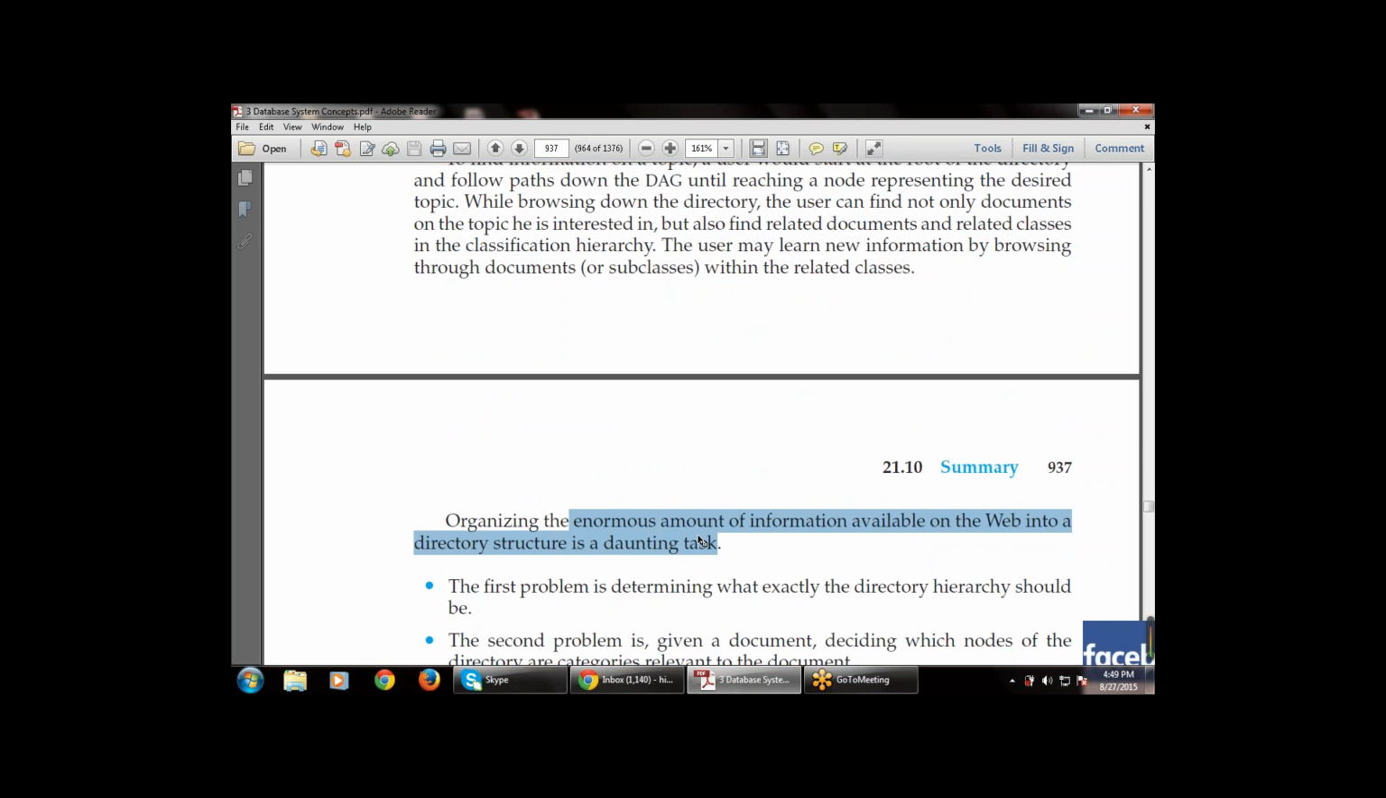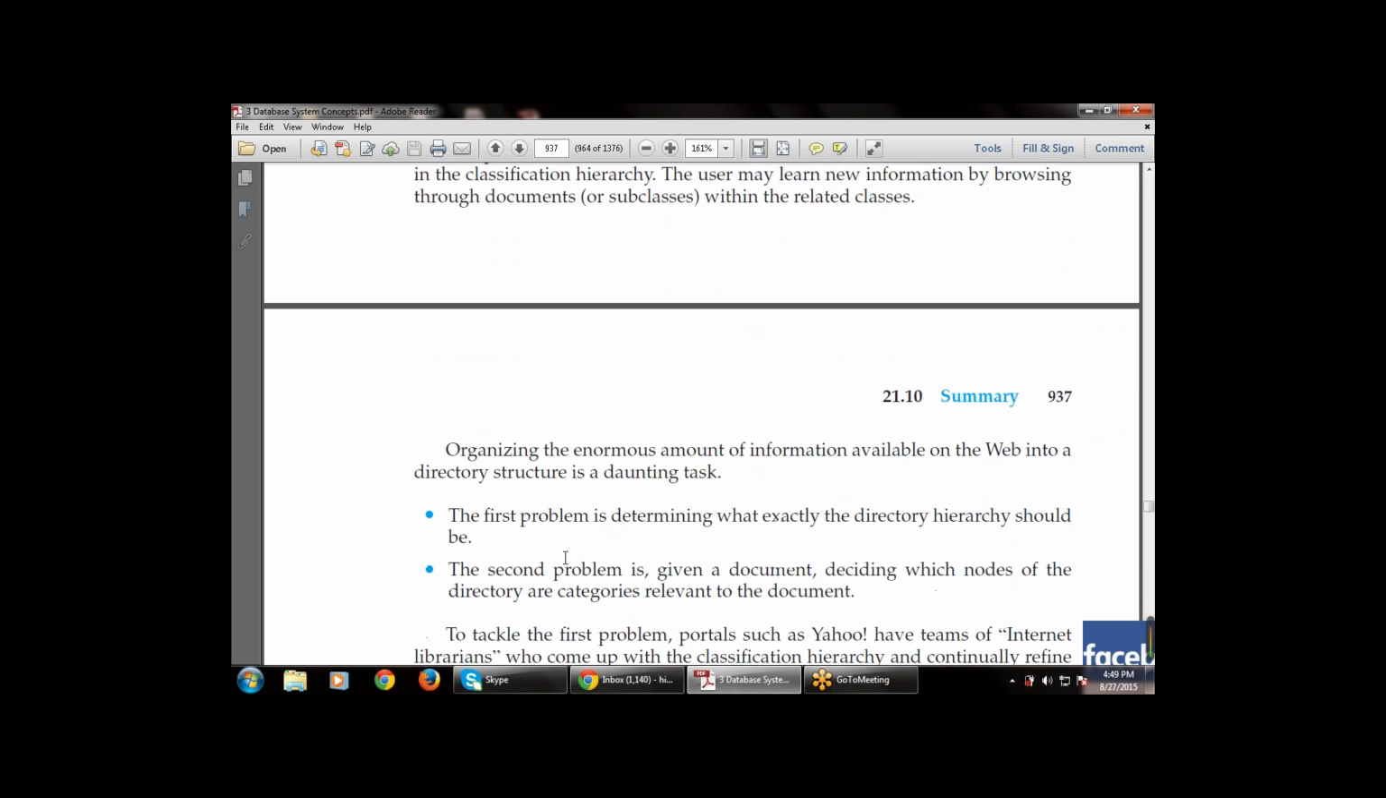Organizing the information on the web in a directory structure is a daunting task. What are the various problems in representing the information in a directory structure? The first problem is determining what exactly the directory hierarchy should be. That is, which is the root node, what are the leaf nodes, what are the parent and child nodes. That is the main problem.